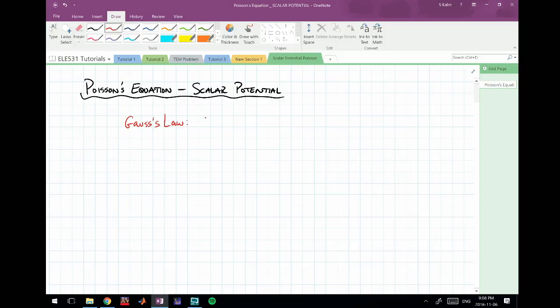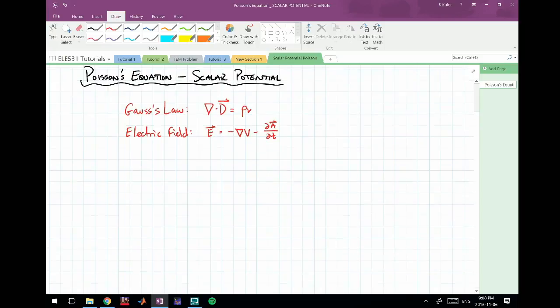You recall that this is just the divergence of D equals rho V. The second thing we're going to need is this expression for the electric field that we derived last week in the tutorial. If you were not at the tutorial, I would suggest going to the video for tutorial 3 so that you can see where this equation comes from. So we have Gauss's law and we have the electric field equation. So the roadmap is just going to be this.